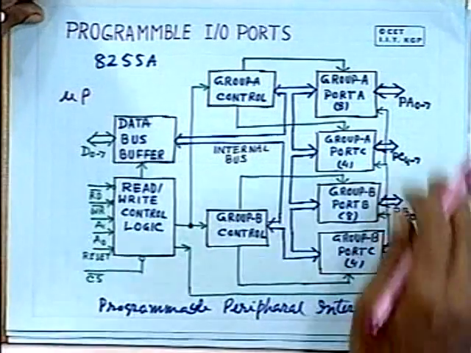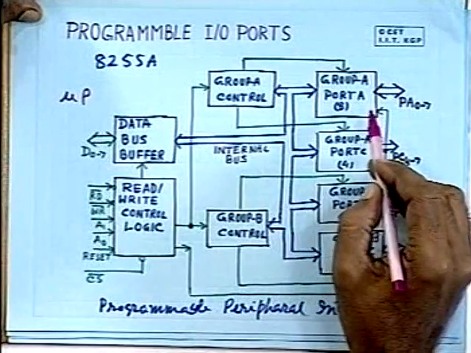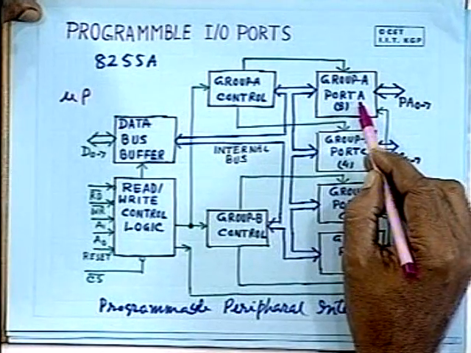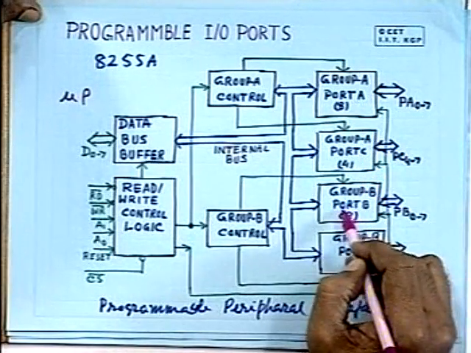And inside this device, there are three registers. What are they? Port A, 8-bit; port C, the two parts together 8-bit; and port B, another 8-bit.